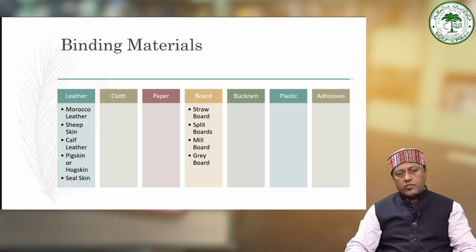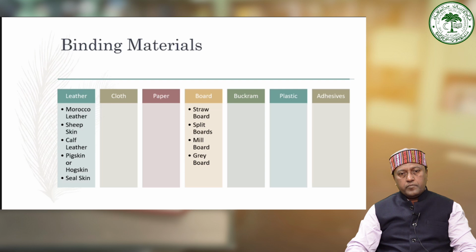Then another type of leather is seal skin. Seal skin is again historically used for book binding due to its durability and unique texture. However, the seal skin is less commonly used today due to ethical and environmental concerns surrounding the seal hunting. Now seal hunting has been banned, so it will be difficult to get the seal leather. But anyway, once upon a time it was used, and now because of so many constraints, it is not easily available. The second category of binding is cloth binding.